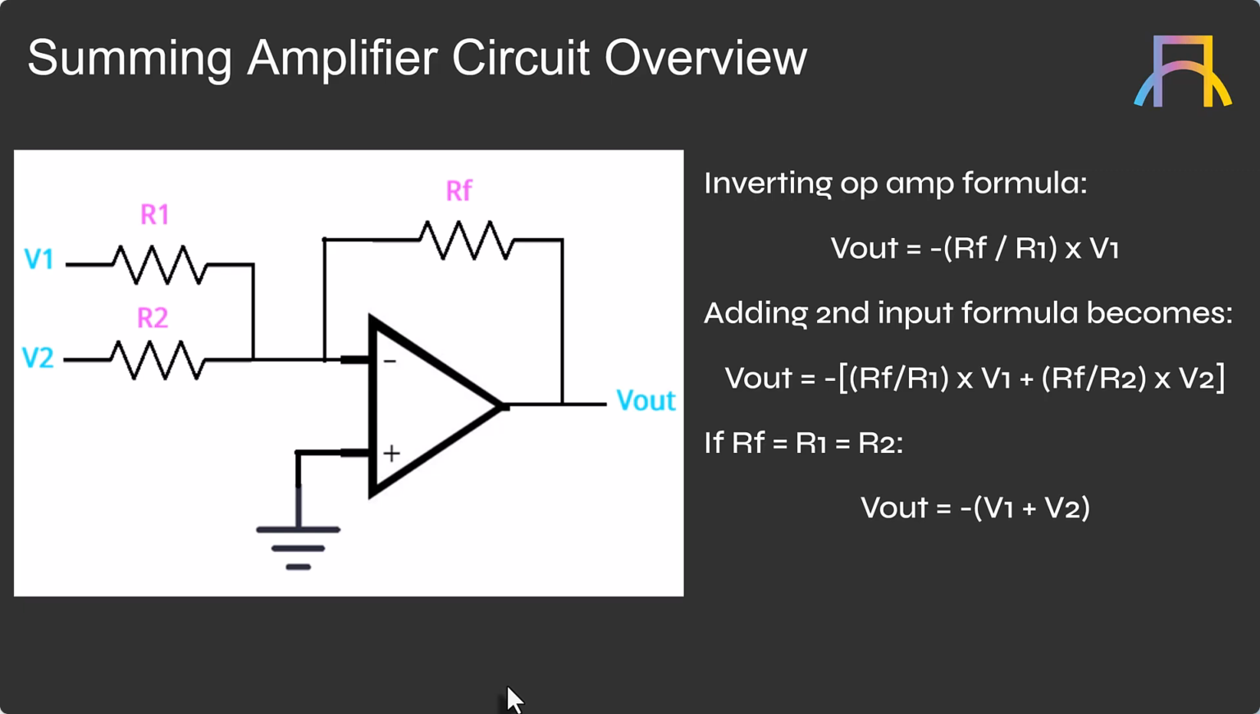But it's important to note the resistors can play a factor, and they're going to play a factor in the circuit we're going to look at soon, where you could have a gain on one of the voltage inputs of 2 or 3, and then the other one could just be 1. So just keep that in mind.